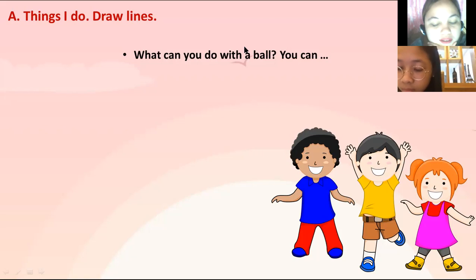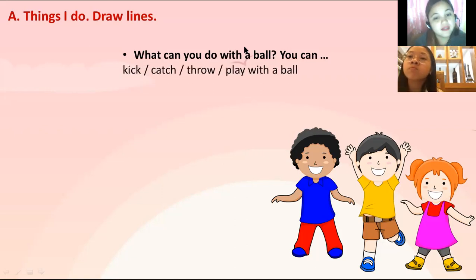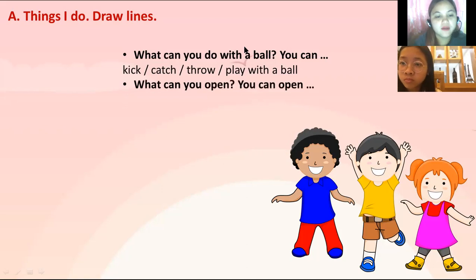Okay, now what are the names of sports that you know that use a ball? A football. Okay. Tennis. Oh, what else? That's all? Yes. Okay. So here are the things that you can do with a ball. You can kick, catch, throw, or play with a ball. Okay. So next one. What can you open?